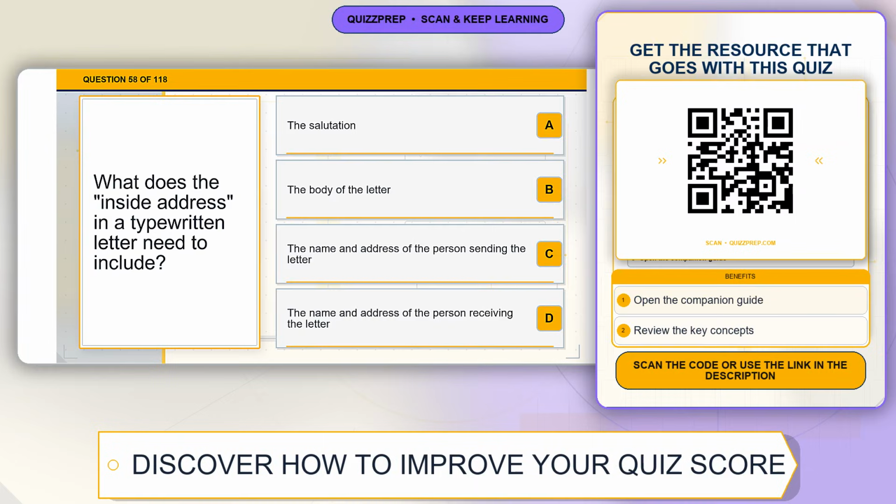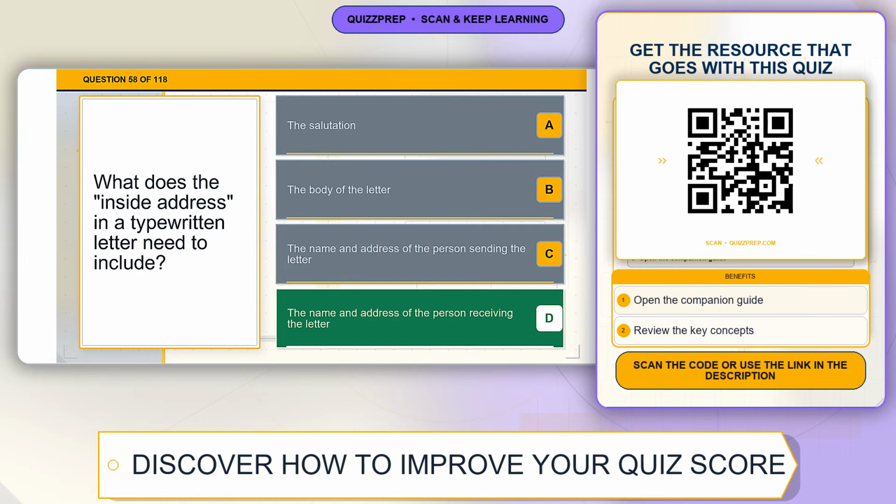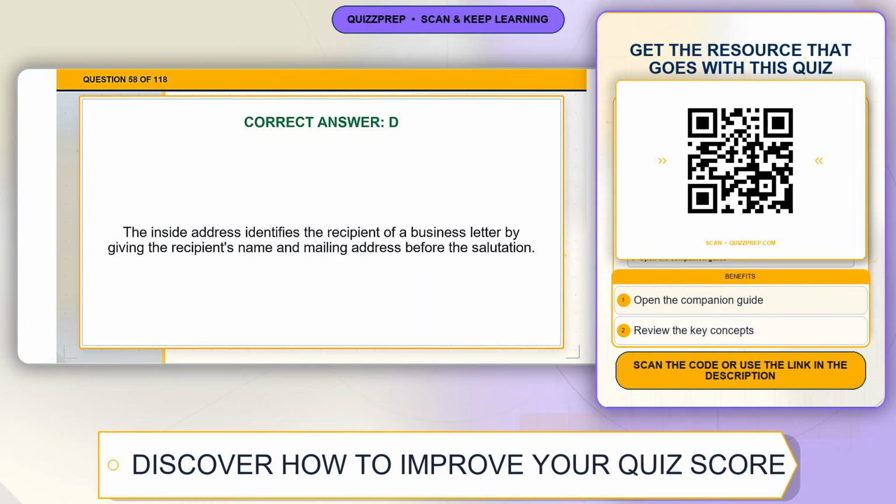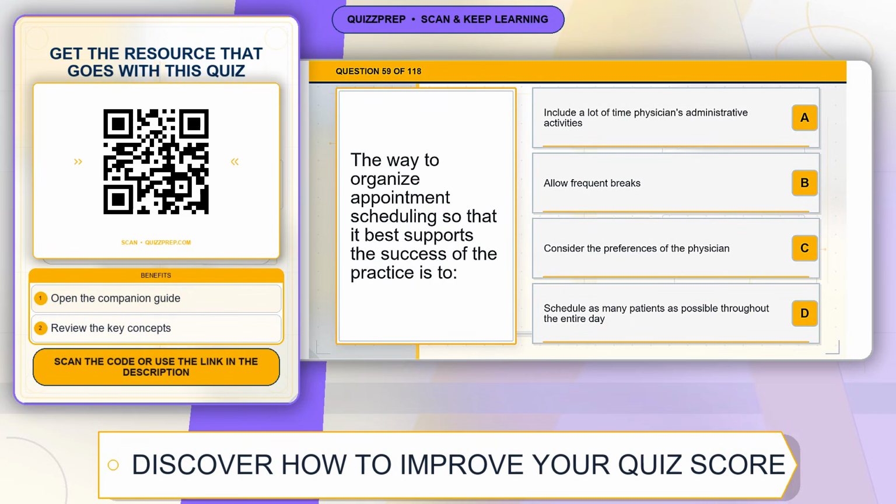Question 58. What does the inside address in a typewritten letter need to include? Option A, the salutation. Option B, the body of the letter. Option C, the name and address of the person sending the letter. Option D, the name and address of the person receiving the letter. The correct answer is option D, the name and address of the person receiving the letter. Explanation. The inside address identifies the recipient of a business letter by giving the recipient's name and mailing address before the salutation.